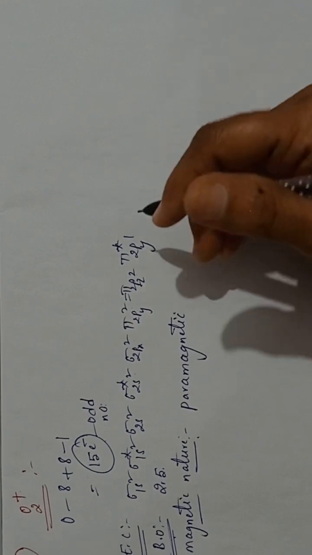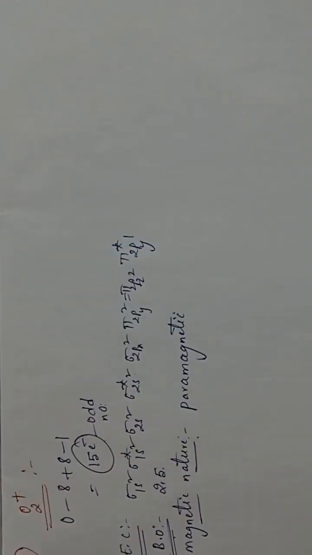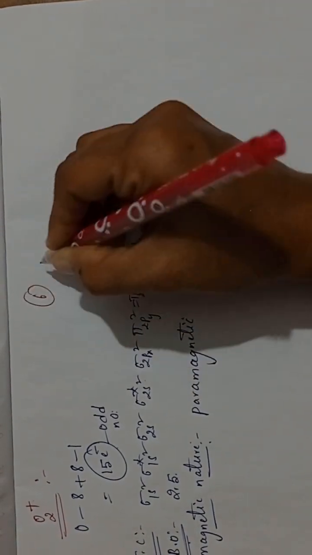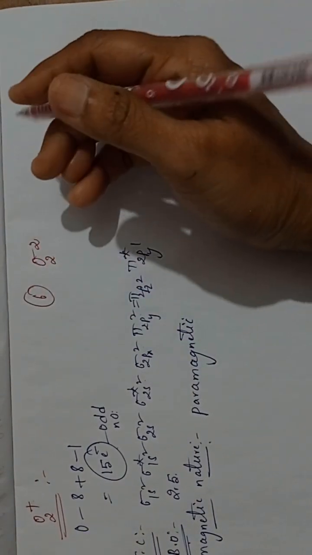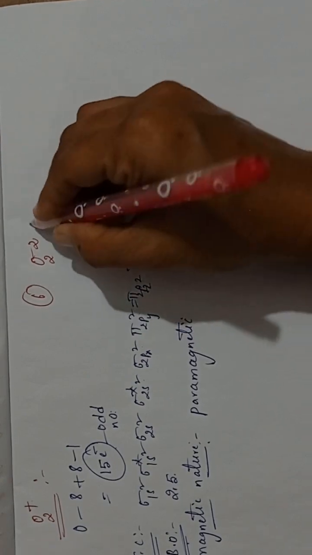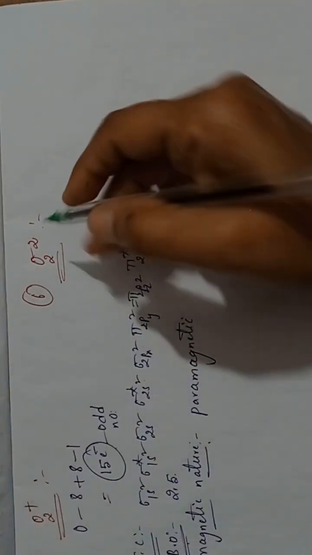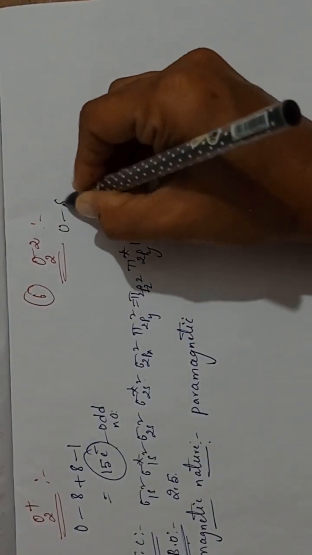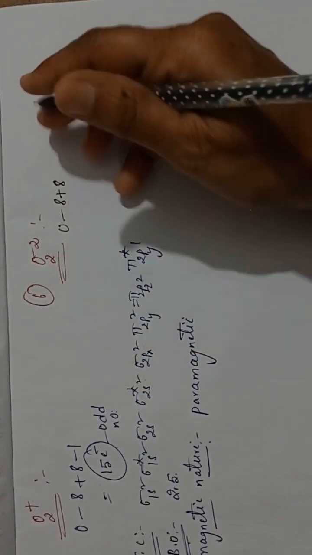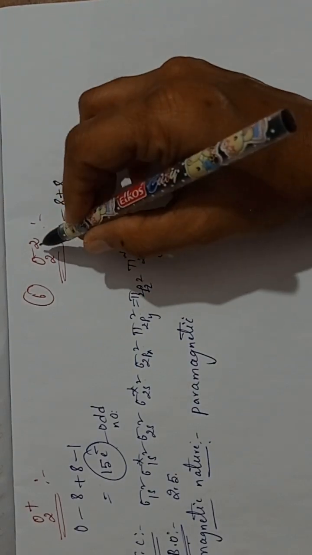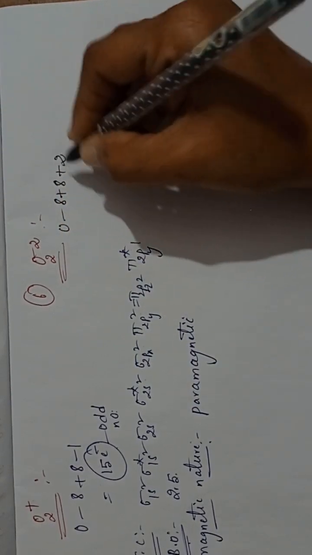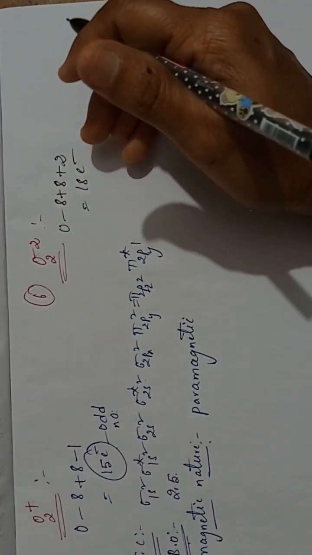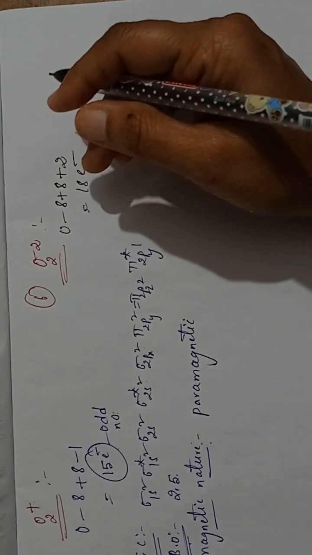Now I am taking the O2 minus 2. Next, sixth example, students. Sixth one, O2 minus 2. Here also first you have to find the number of electrons in O2 minus 2. 2 oxygen atoms are there, so atomic number is 8. 2 oxygens means 8 plus 8. Next here 2 electrons gained, that's why plus 2. Total how much, students? 18 electrons. Clear this one? Total 18 electrons, O2 minus 2.